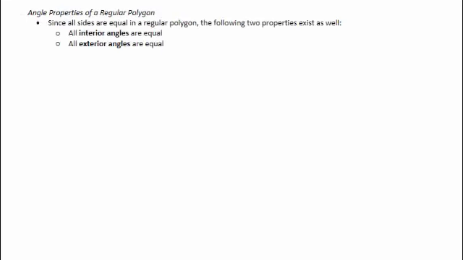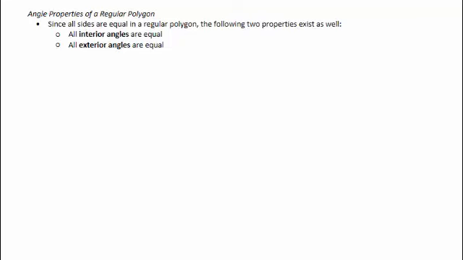Two important properties go hand in hand with a regular polygon. Since all sides are equal in a regular polygon, the following two properties exist as well. First of all, the interior angles will always be equal in a regular polygon. Secondly, all exterior angles will always be equal in a regular polygon. Knowing this, let us now work on a few examples applying this knowledge.